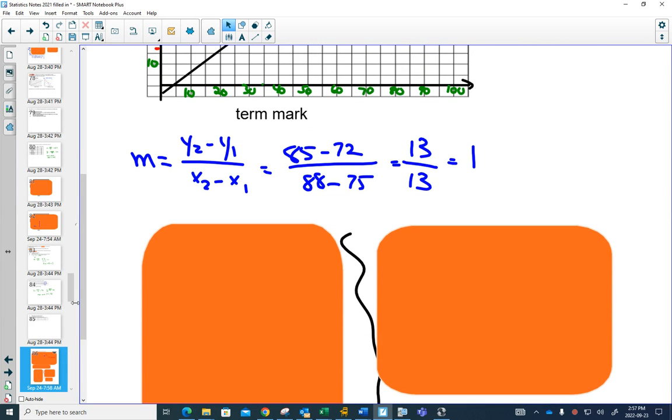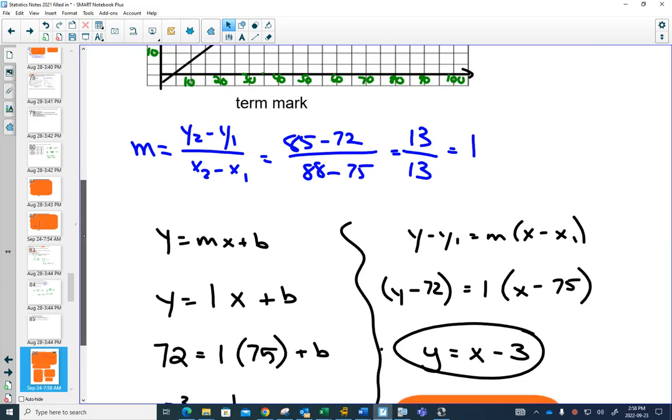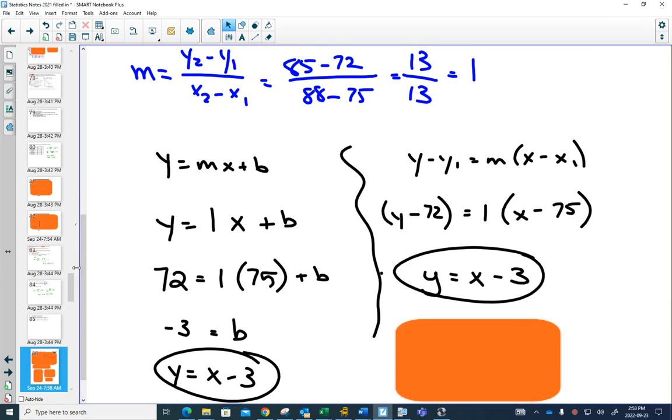I could then either use this equation or this equation to find out my actual equation of that line. If you're using y equals mx plus b, you would plug in 1 for m, because you figured that out, plug in a point that you know, which is your mean point, and then you could solve for b. If you use the other one, you plug in the point that you know and your slope right away, rearrange it, and you get exactly the same equation.